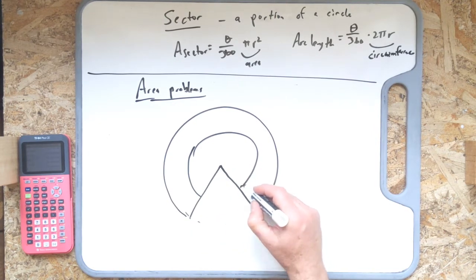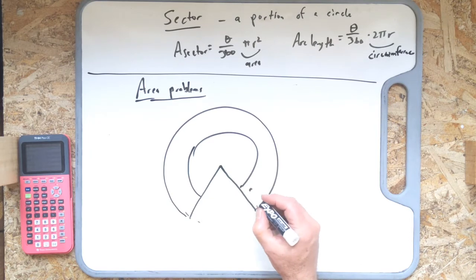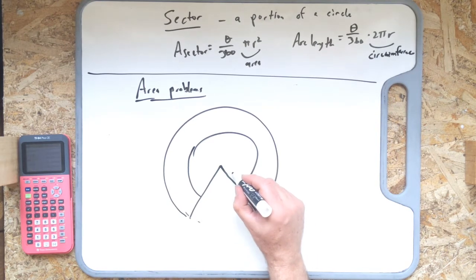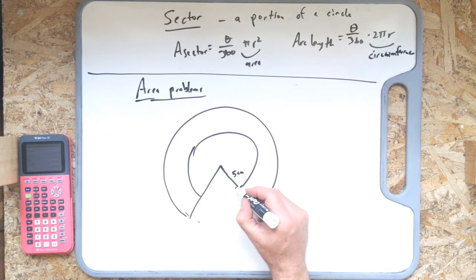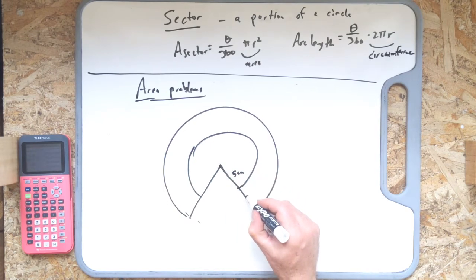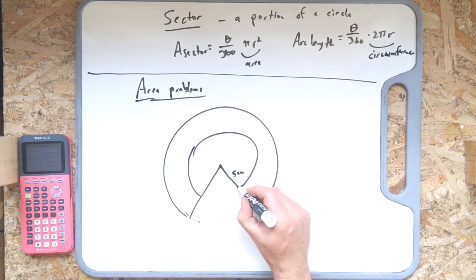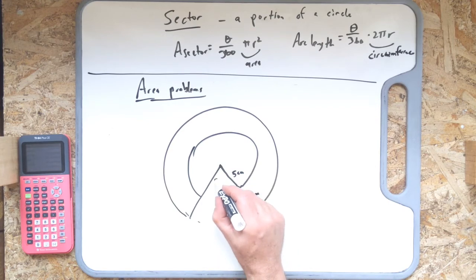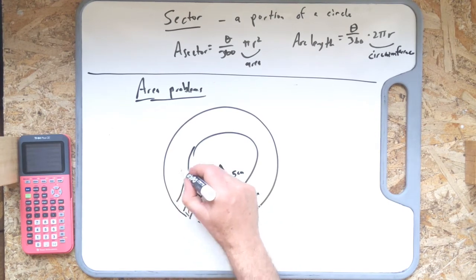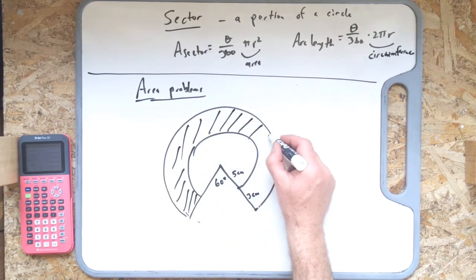Like that. And I need a radius. We'll call the radius this 5 centimeters from here to here. And this will be another 3 centimeters from there to there. And this will be 60 degrees. And I want to find the area of this portion of a ring.